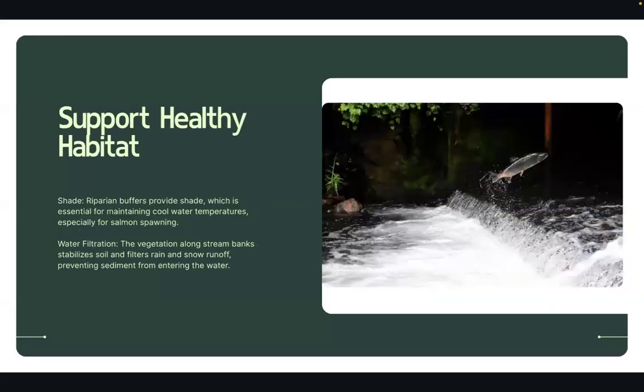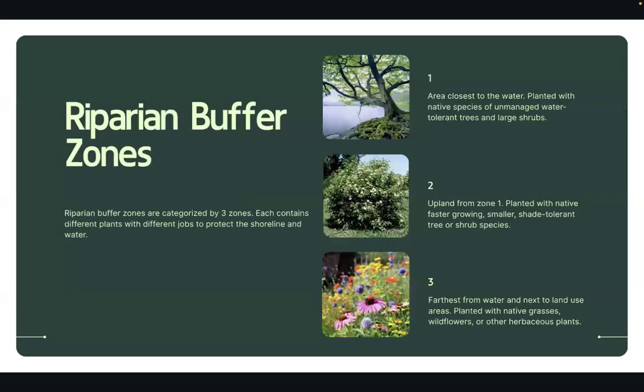Lastly, plants support a healthy habitat by providing homes for amphibians, insects, and other forms of wildlife. Vegetation gives habitats, food sources, shelter, and with the water being filtered, cleaner water. So let's get into how we can actually start to implement these riparian buffers.